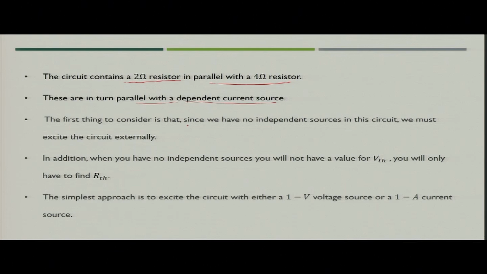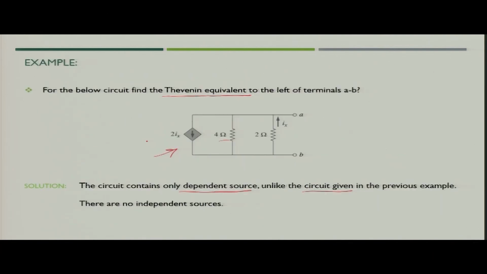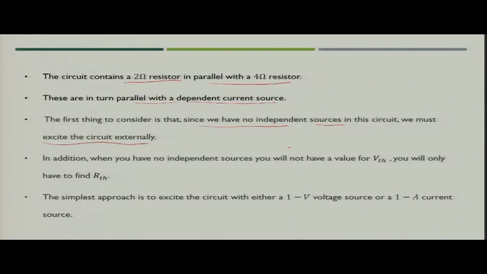Now, the first thing which we have to consider is that since we do not have any independent source in the circuit, we must excite the circuit externally. What does it mean? Then we have to apply either a voltage or a current source across the A and B terminals, so that we can excite this circuit from outside to find out the value of the Thevenin equivalent.